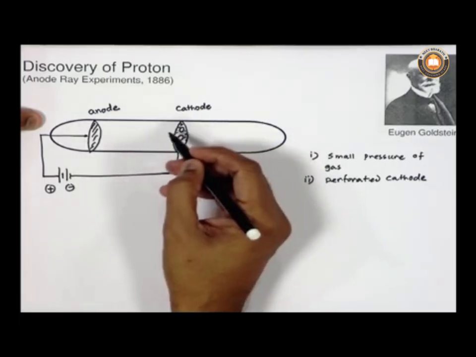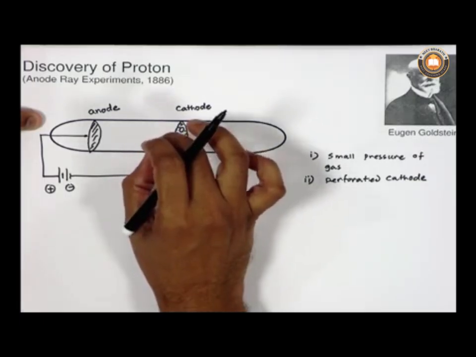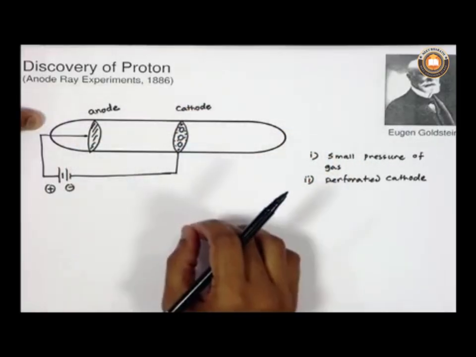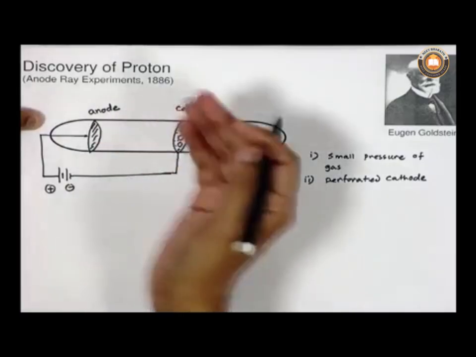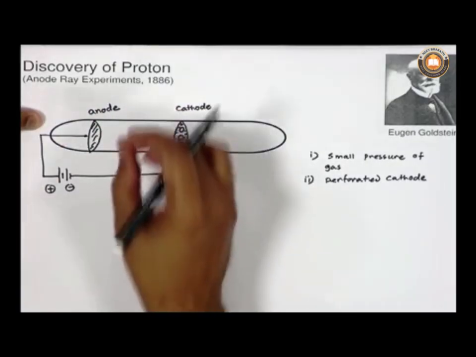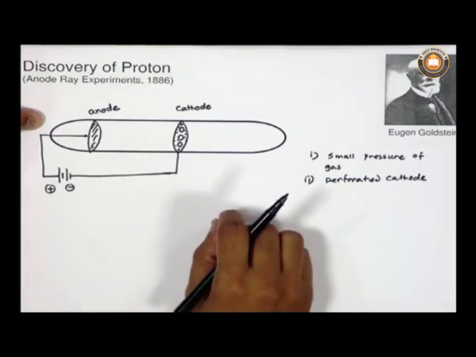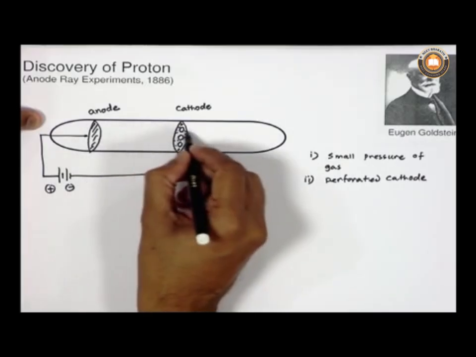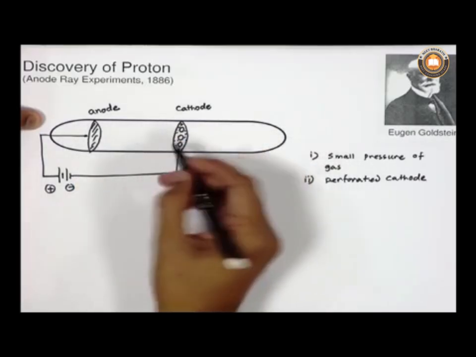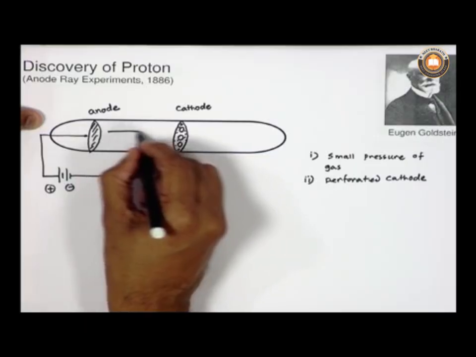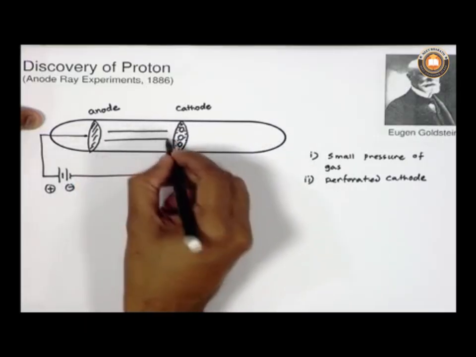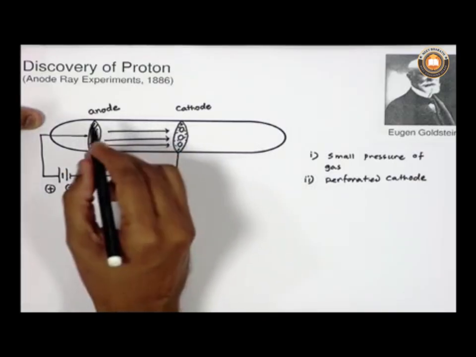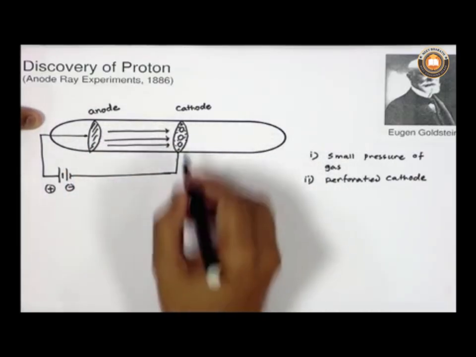By ionization, these gas molecules lose some electrons, and that electron travels towards the anode. The cations, after removal of the electron, these positively charged gas cations, get accelerated towards the cathode plate, because since they are positively charged, they travel from anode to cathode. So, we see some rays now from anode to cathode, and these are positively charged.